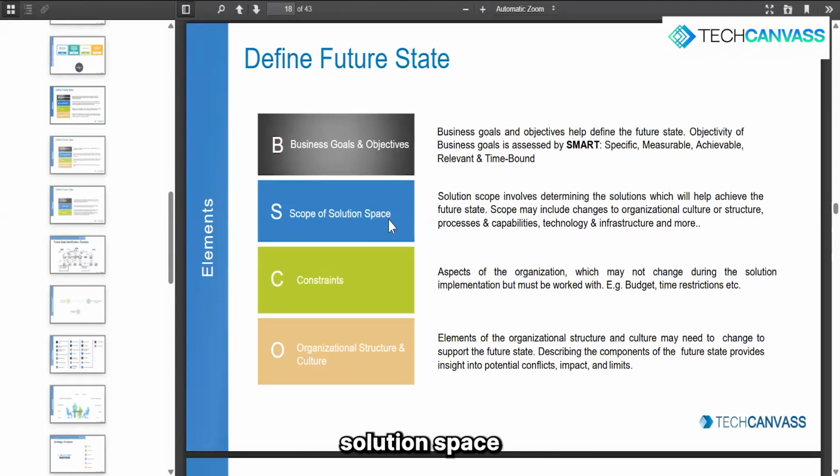Second is scope of solution space. So what kind of options are you going to consider when investigating the possible options, including changes to the organizational structure or culture, capabilities, and processes?